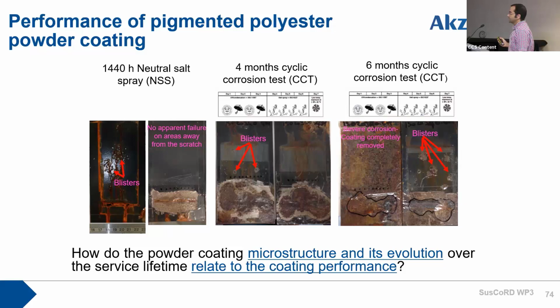But for the samples which were exposed to the neutral salt spray test, some of the panels did not show a significant amount of corrosion, and only corrosion from the defect when a defect existed on the coating. But we also had cases where blisters formed on these samples.